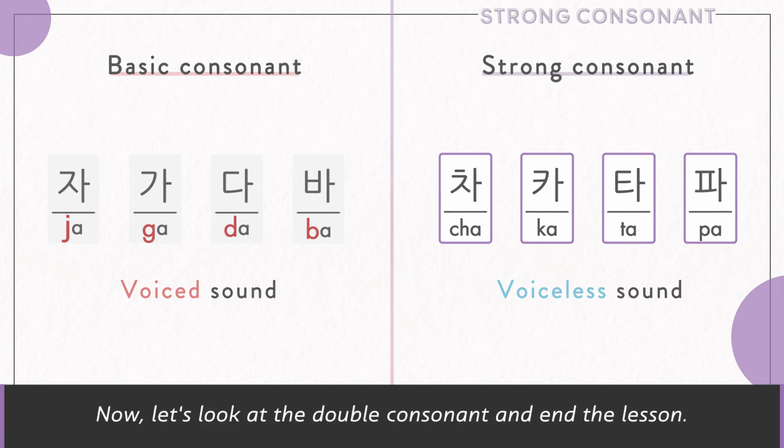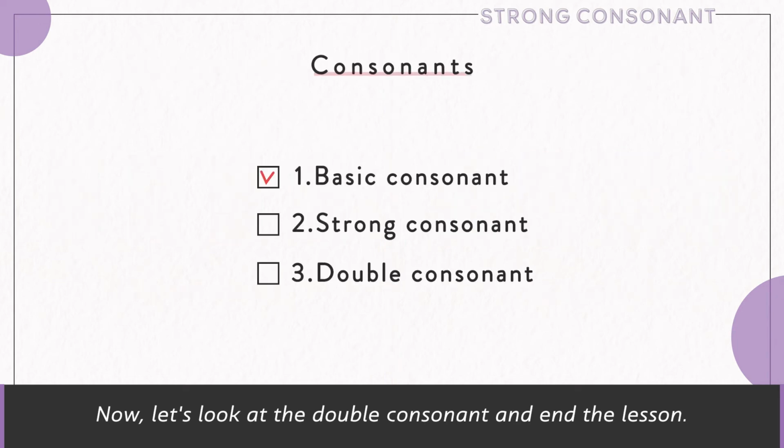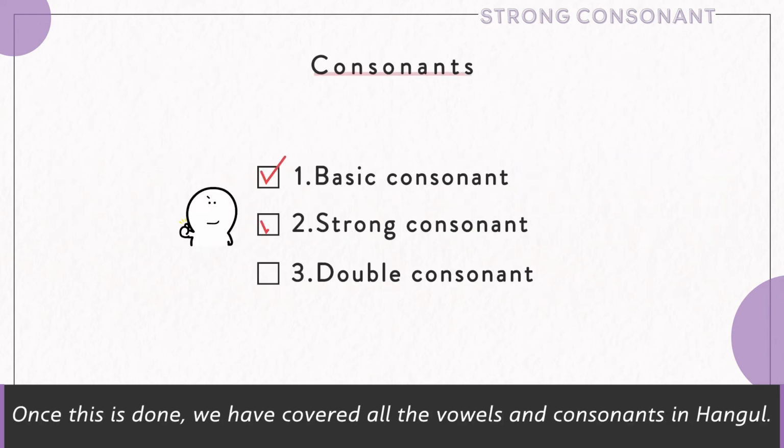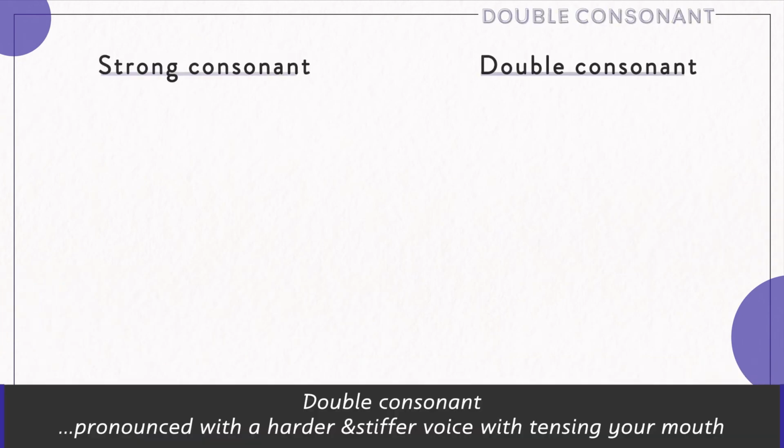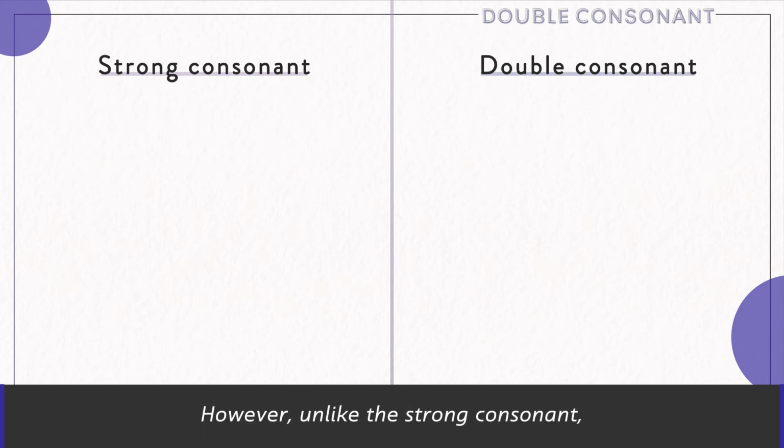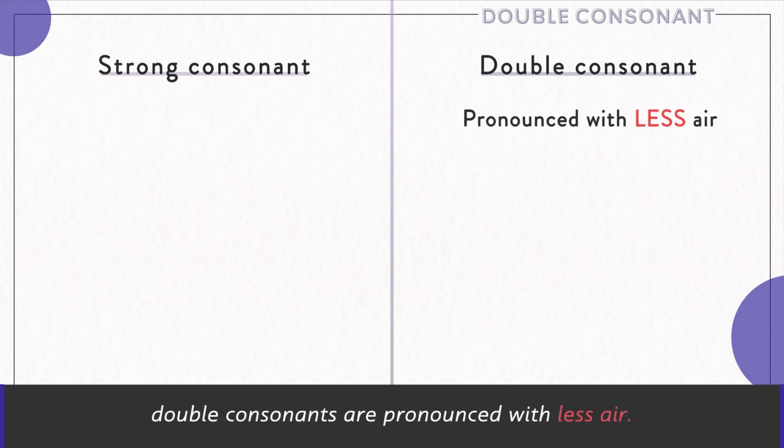Now, let's look at the final consonant, the double consonant. Once this is done, we have covered all the vowels and consonants in Hangul. Now, let's get started. Like the strong consonant, the double consonant is also pronounced with a harder and stiffer voice, with tensing your mouth. However, unlike the strong consonant, double consonants are pronounced with less air.